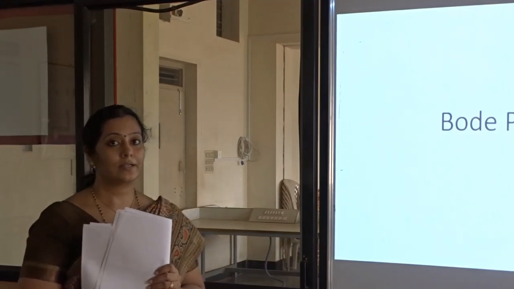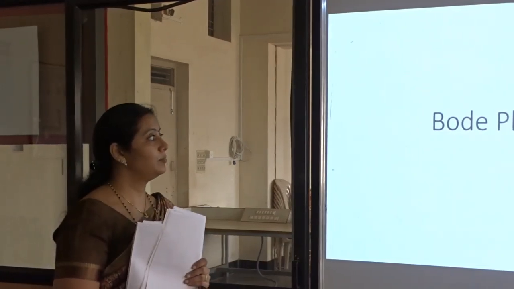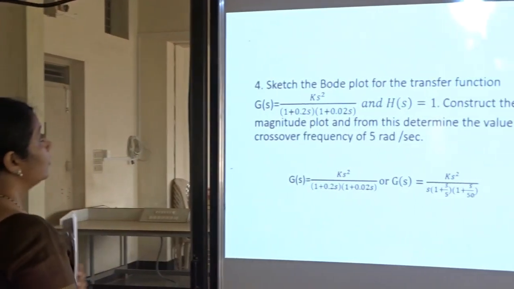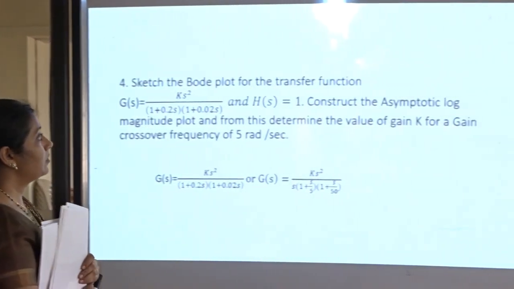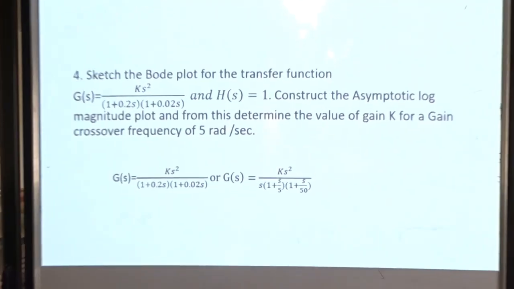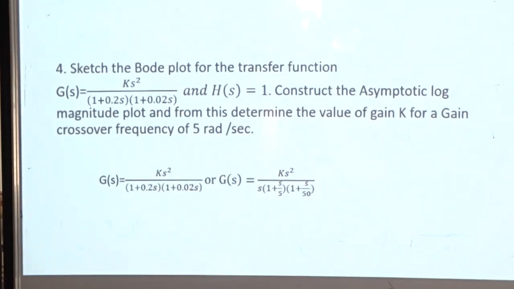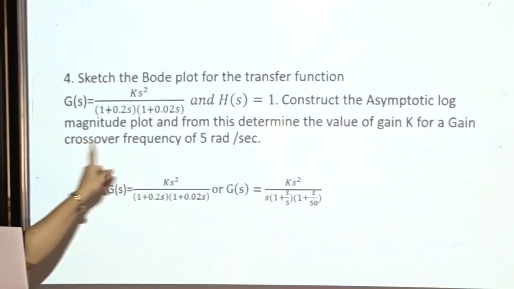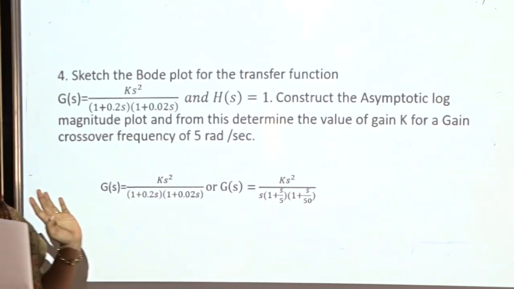Now let us continue with the next problem in Bode plot. The fourth problem is to construct a Bode plot for the given transfer function, and from the Bode plot we will have to find the value of k for which the gain crossover frequency will be 5 radians per second.